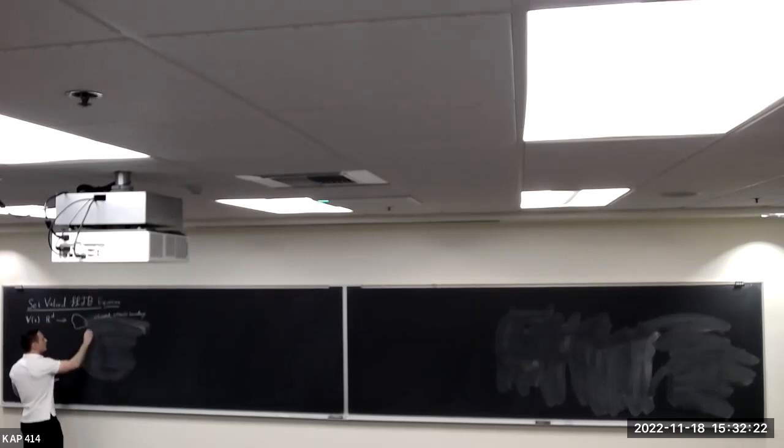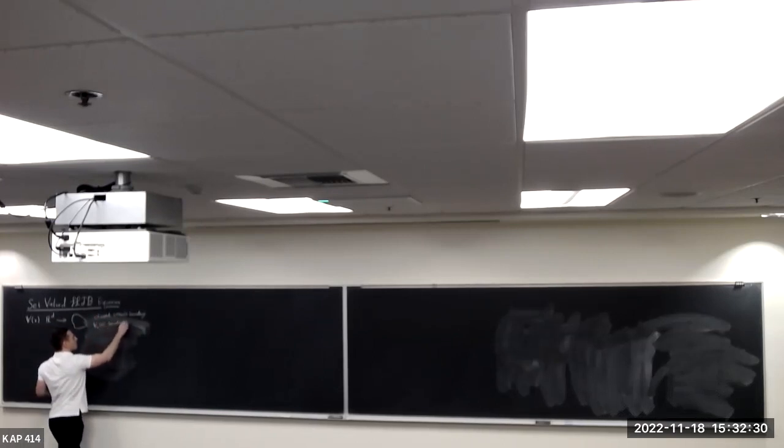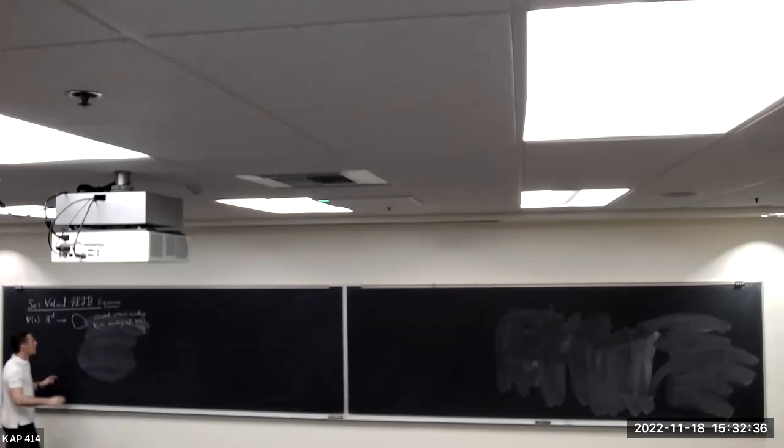So let me right away define the notation for the boundary. B of x I will call the boundary of B of x. So what is the next definition?